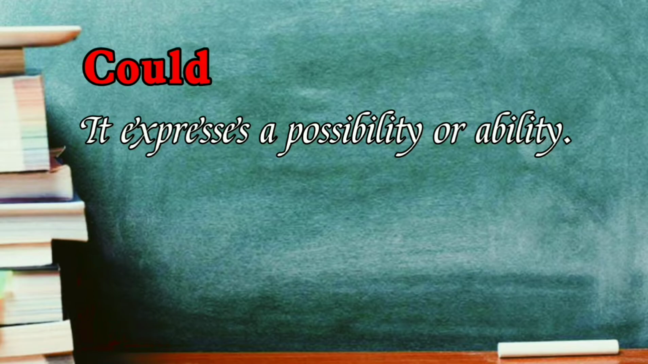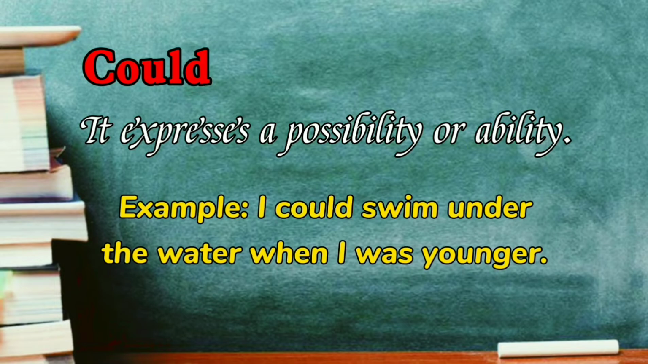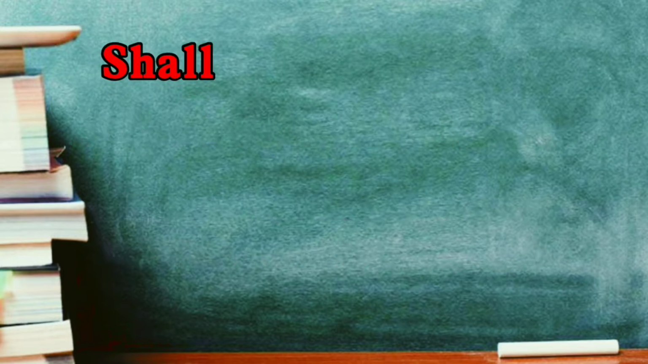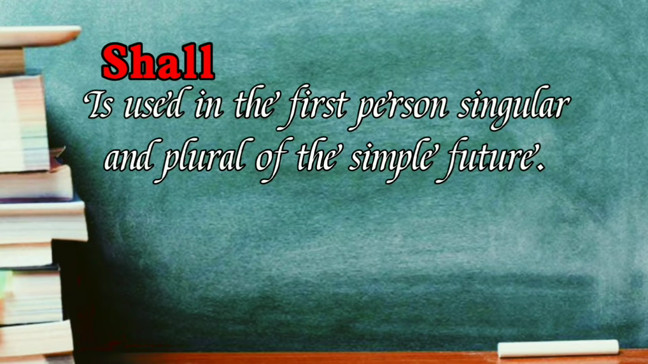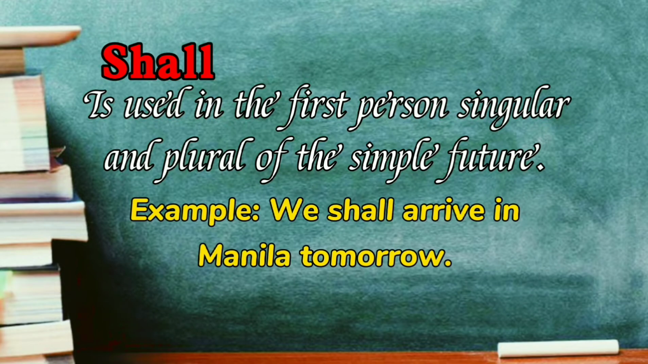It is also used in statements that contain or imply conditions not established as fact. Example: I could swim under the water when I was younger. Could expresses possibility. Shall is used in the first person singular and plural of the simple future. Let's have the pronouns I and we. Example: we shall arrive in Manila tomorrow. Shall expresses futurity.